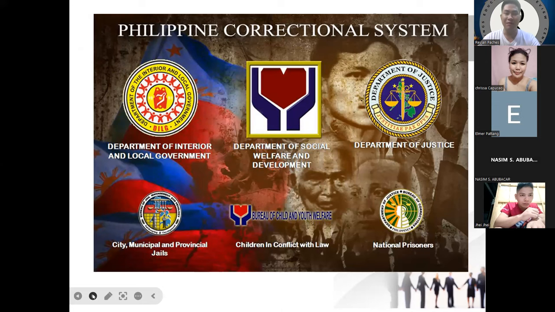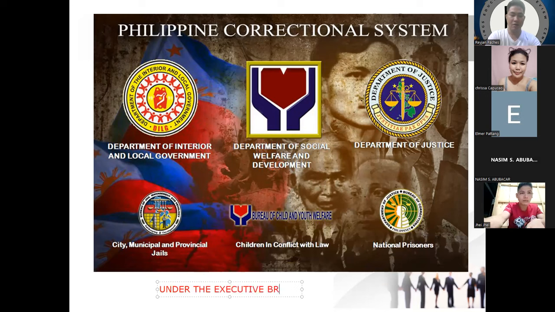Okay, so we have the Philippine Correctional System. Magkakaroon tayo ng annotation dito para mas marami kayong makuha. Tandaan ninyo, ang Philippine Correctional System, class, is under the Office of the President, under the Executive Branch of the Government. Meaning, under the direct supervision and control of the Office of the President.